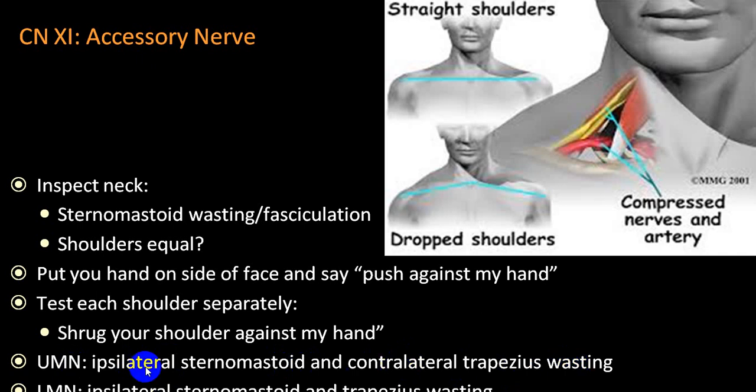Ipsilateral sternomastoid and contralateral trapezius wasting. And in lower motor neuron, ipsilateral sternomastoid and trapezius wasting will be there. In upper motor neuron, contralateral trapezius wasting. Sorry, there is something wrong.